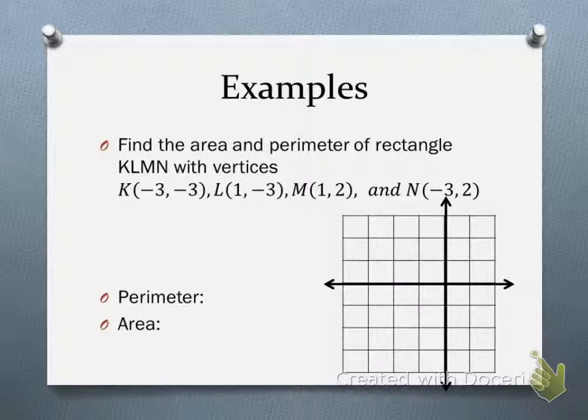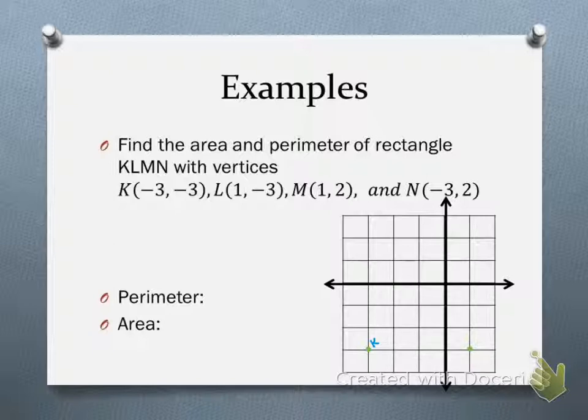The last one I want to do with you is an example, and you'll see one like this in your homework. We want to find the area and perimeter of rectangle KLMN with vertices K at -3, -3, L at 1, -3, M at 1, 2, and N at -3, 2. Our first step is to plot all those points. We have a point at -3, -3, and that's K. So we plotted our point and labeled it.